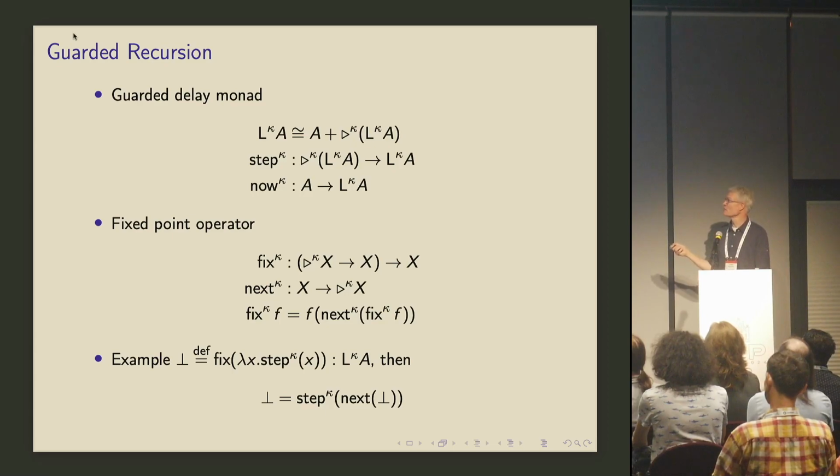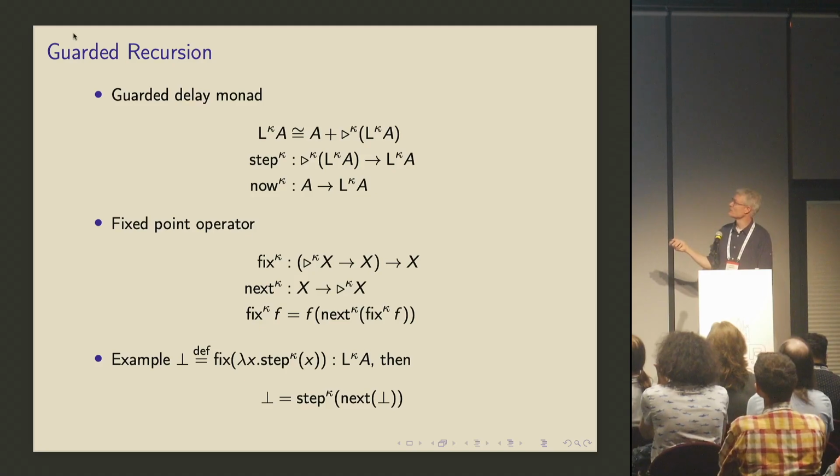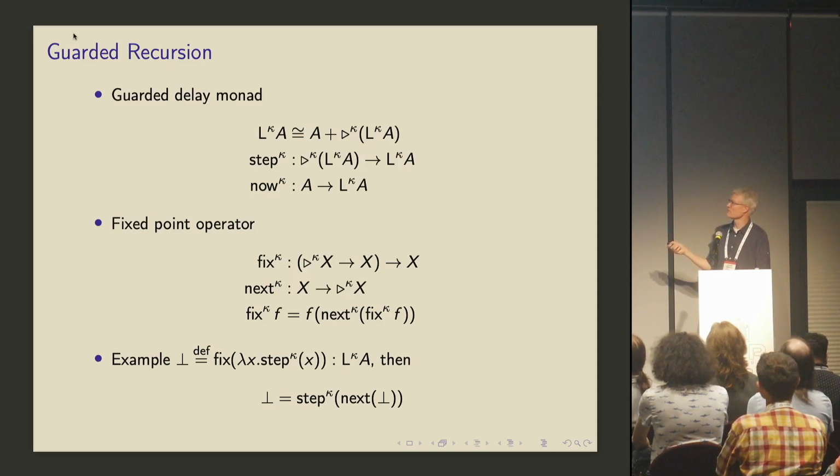And then there's a fixed point operator, which takes a function of this type here, and in order to say that it produces a fixed point, you need this next operation here, which takes data now into data one time step from now. So you can think of this type here as data delayed by one time step on clock kappa. It transports data into the future, and then you can say that the fixed point of f is a fixed point of f composed with next.